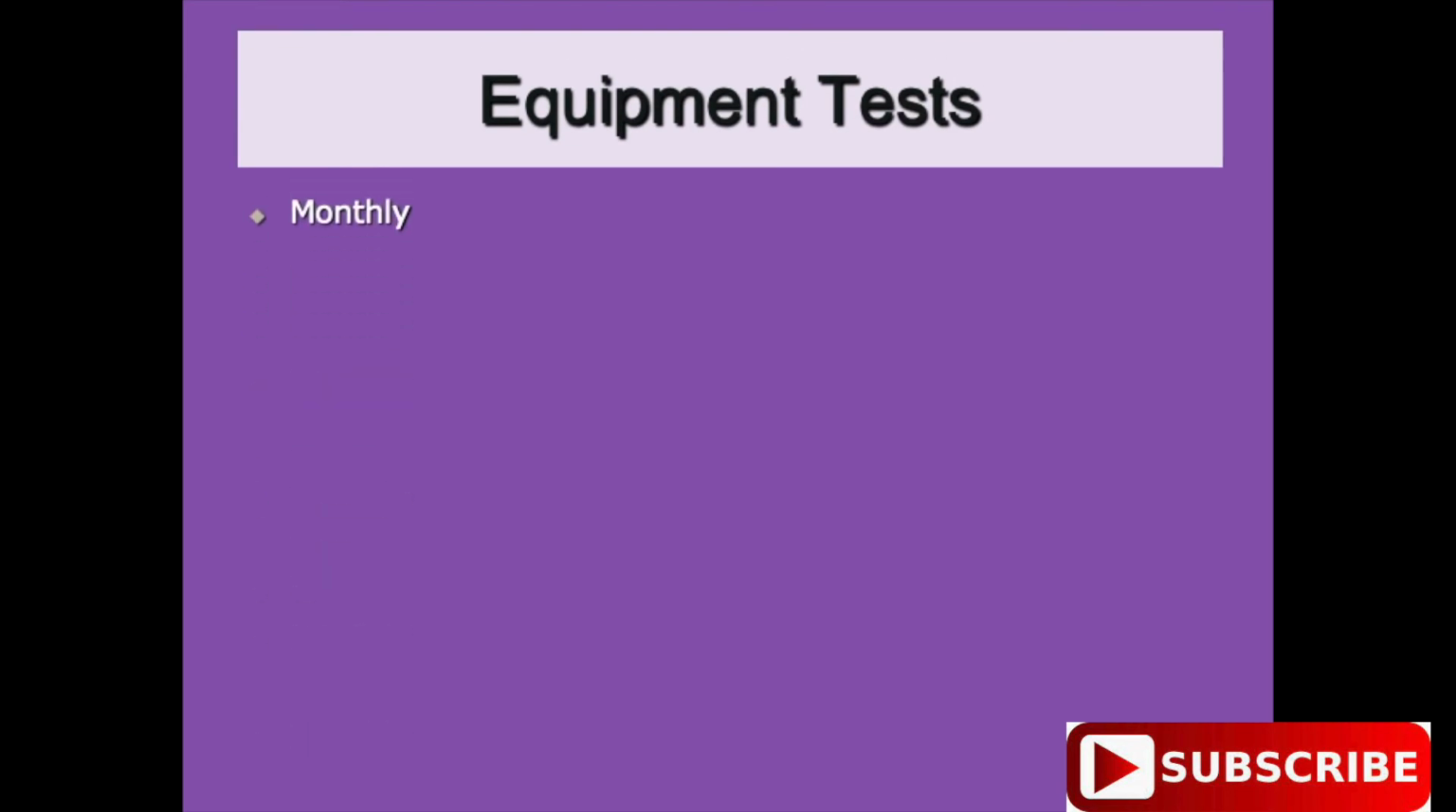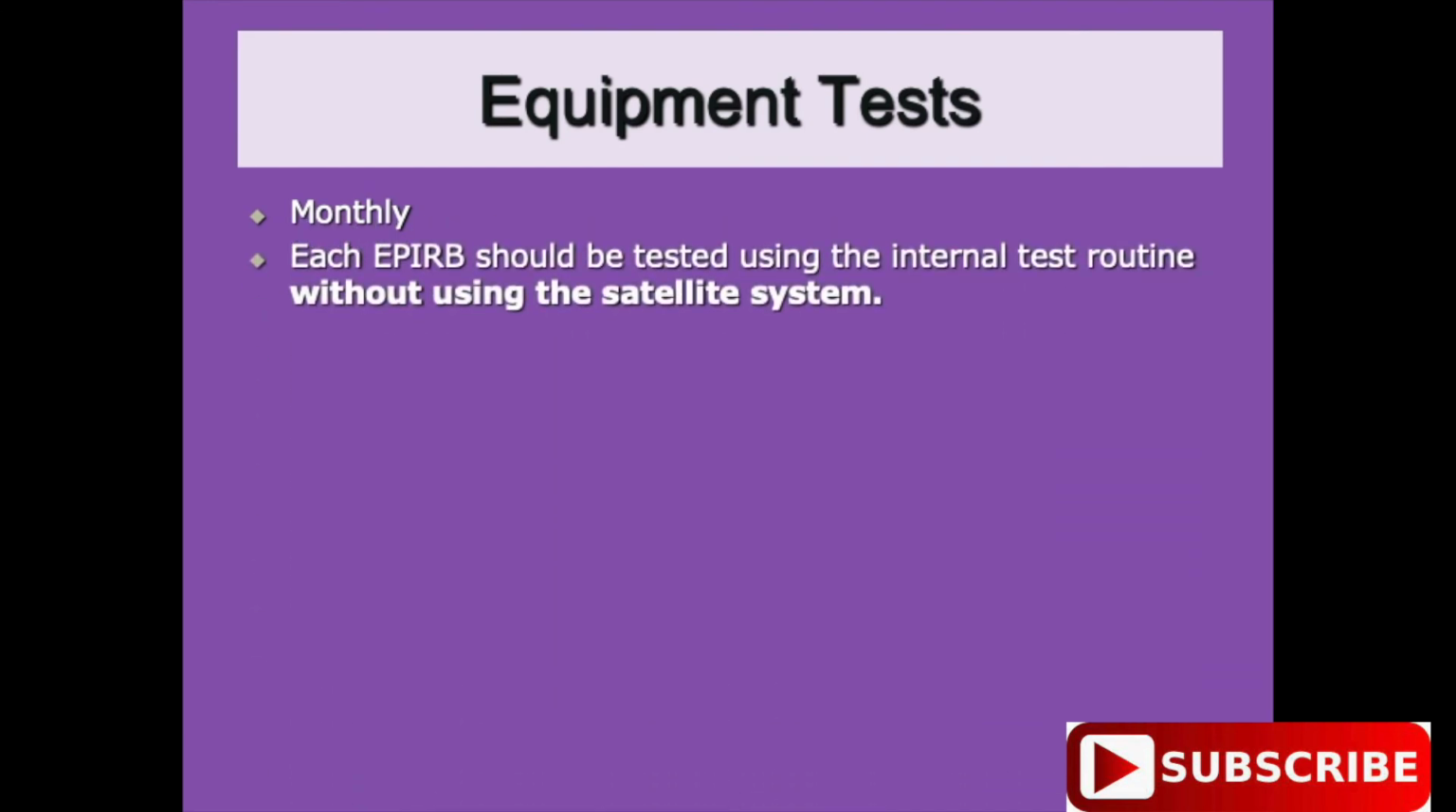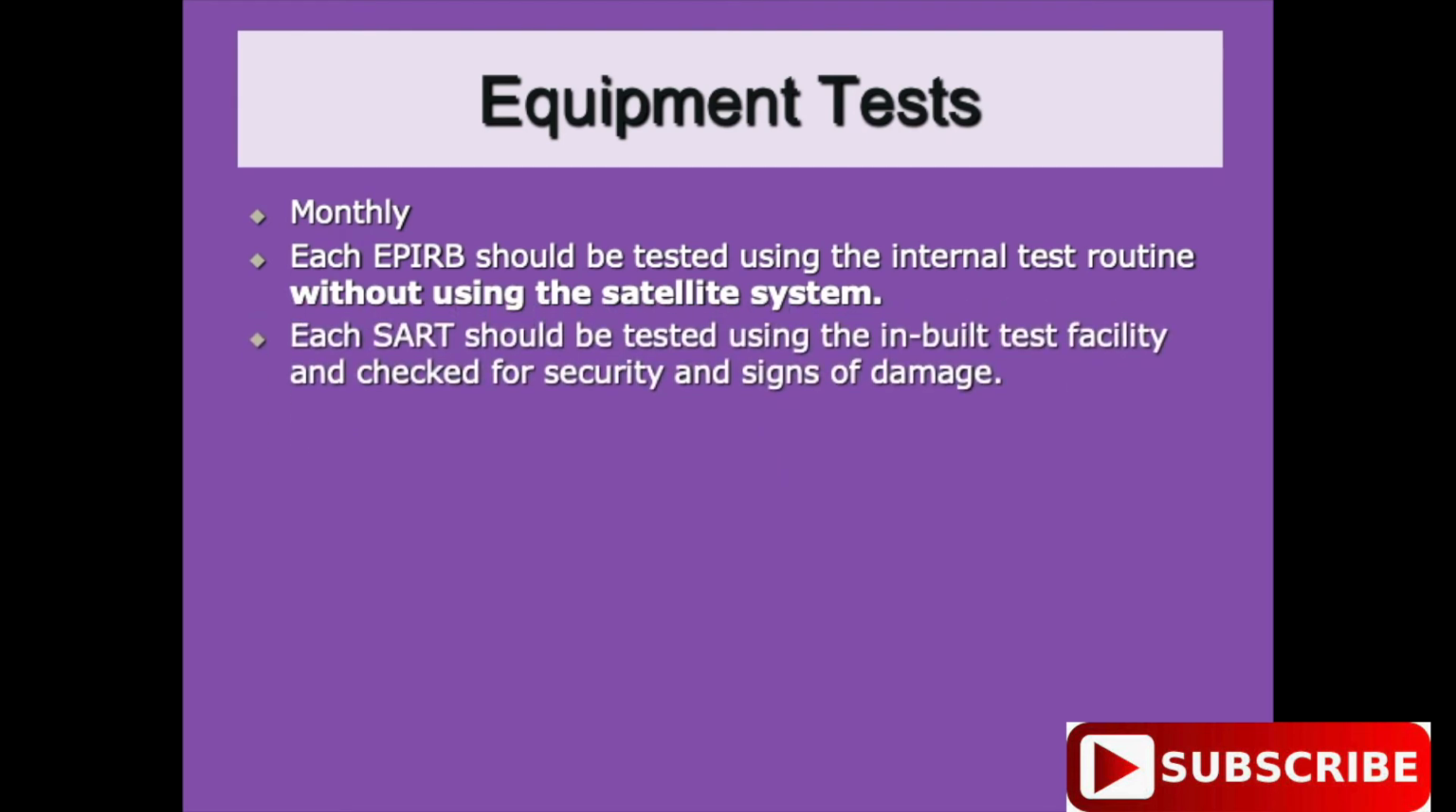What is monthly test? What all things you need to check? So same, we'll be checking for the paper, we'll be checking for the VHF test, we'll be checking for the power supply, and next, each EPIRB should be tested using the internal test routine without using the satellite system. So on the EPIRB we'll be going under test mode and we'll be seeing whether the rings could be seen on your radars or not. You'll be testing both of the EPIRBs.